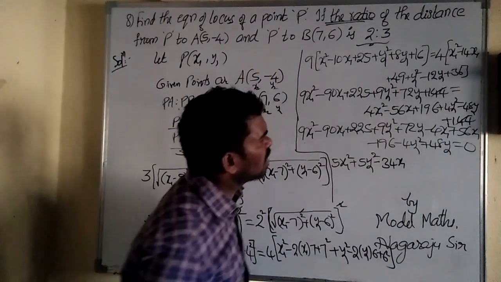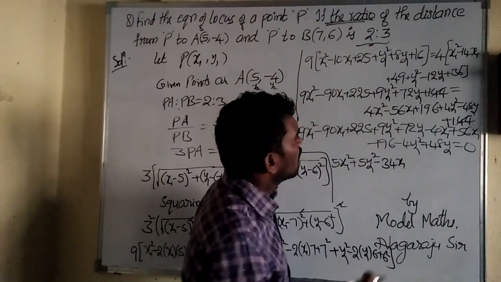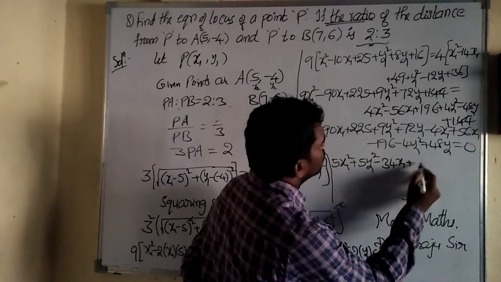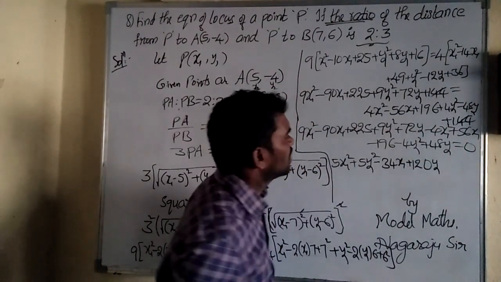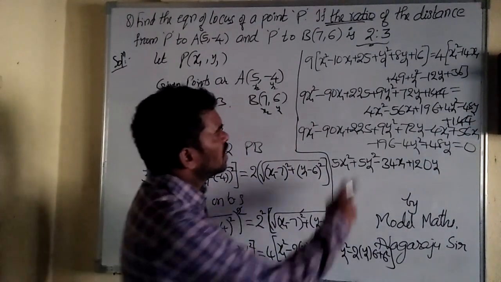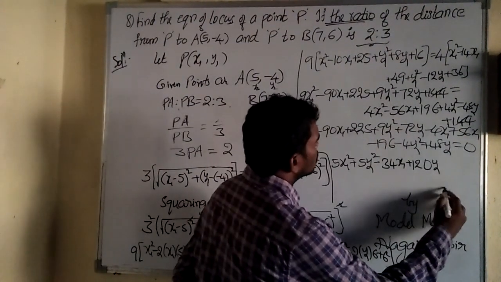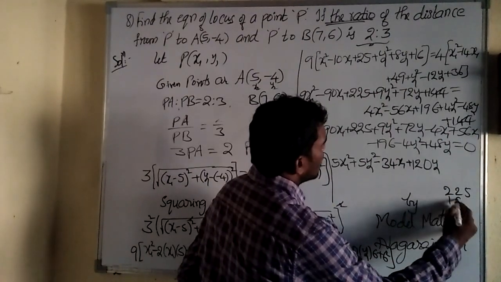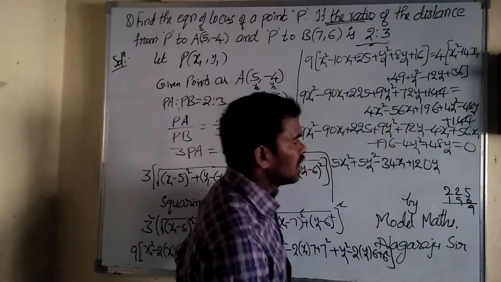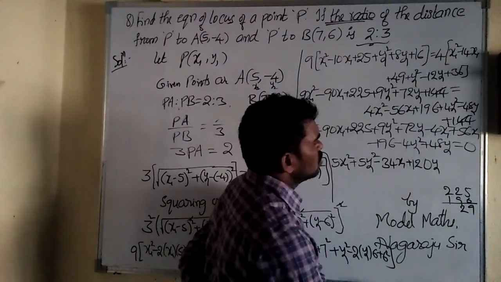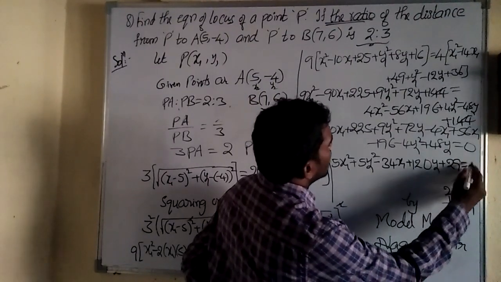And the y1 terms. Here positive 72y1 is there, here positive 48. So 72 plus 48, how much? 120y1. Then the numbers, constant terms. Here plus 225 is there, here minus 196. So subtract 196 from 225, how much? 29. So plus 29 equal 0.